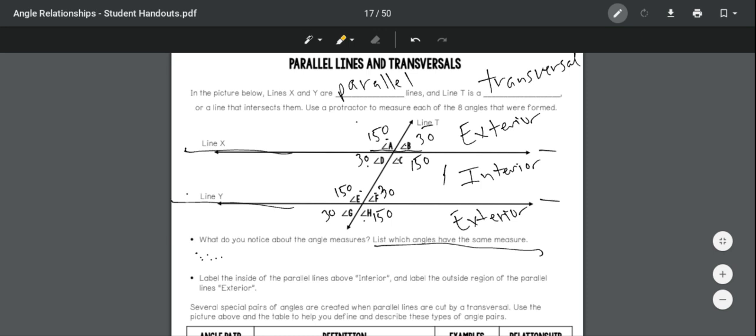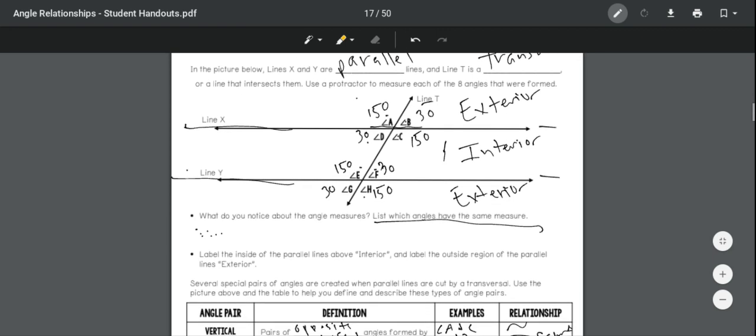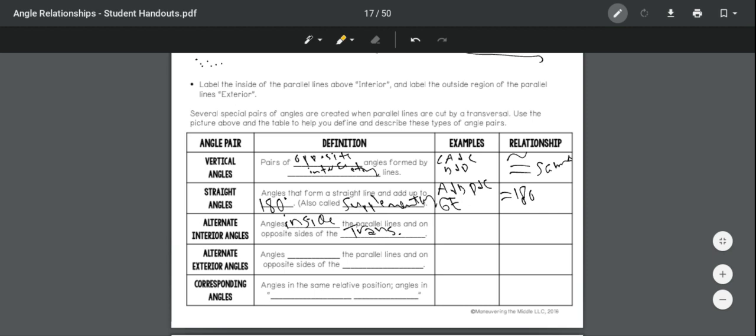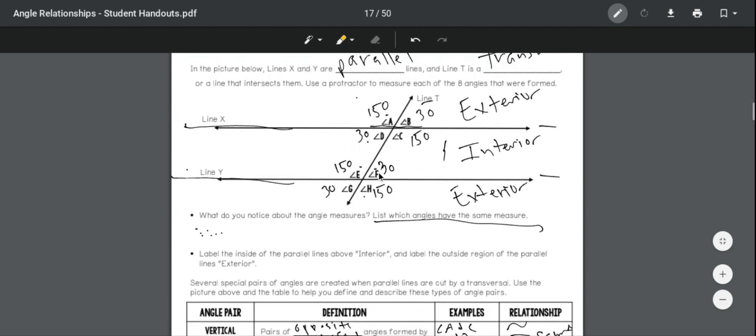So D and F would be alternate interior, and C and E would be alternate interior. So D and F and C and E. Okay, so their relationship is they are congruent. So the reason it helps you is if you know that F is 30, then you automatically know that D is 30.